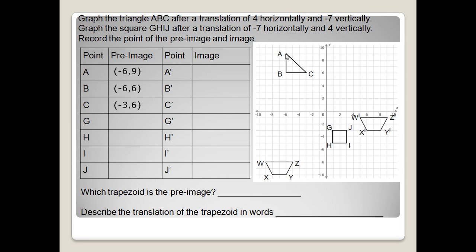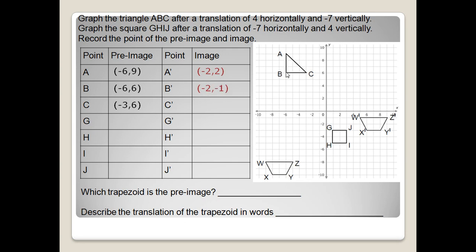And let's look at point A, for example. So we're going to go horizontally 4. So that's to the right, 4. So 1, 2, 3, 4. And then down 7. So we're going -7 vertically. So 1, 2, 3, 4, 5, 6, 7. So that is our point A. And we're going to do the same thing with B and C. We'll write our new points here.